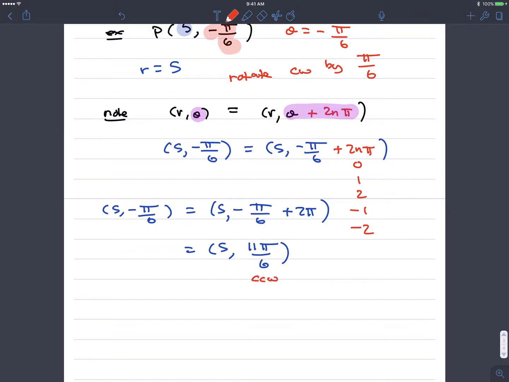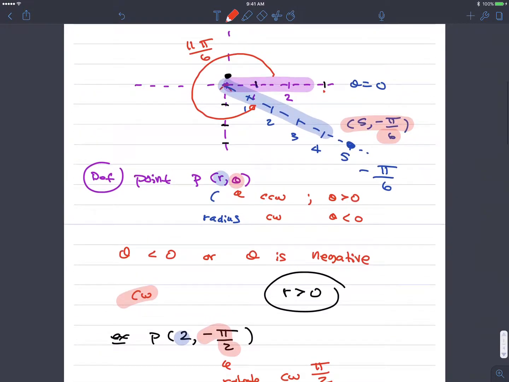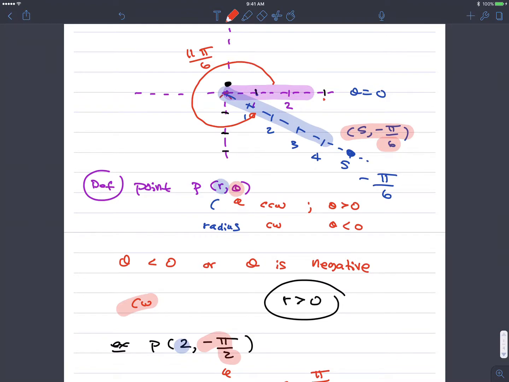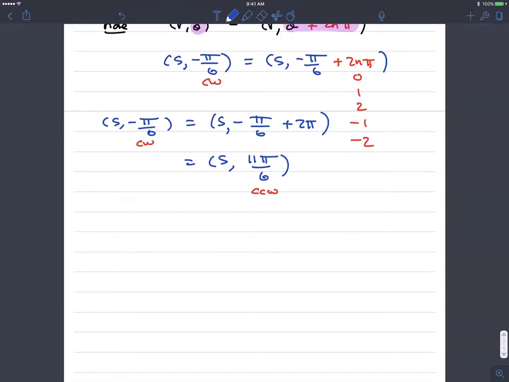Counterclockwise rotation. Here, clockwise. Here, clockwise. So we could actually generate coterminal points. They have the same address, the same location. So location again will be right down here. So that would be 5 also. If we call it that, it would be 5 comma 11 pi over 6. Same exact location.